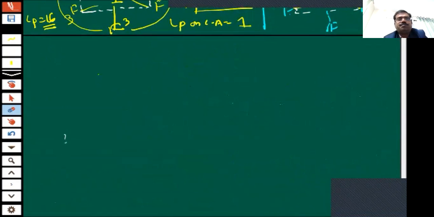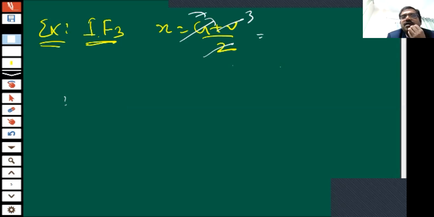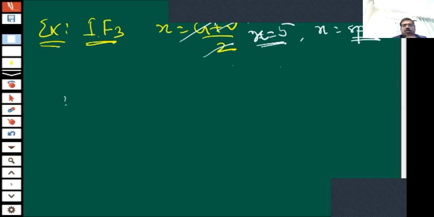Okay, children. So next was example 3, IF3. Come on, do it fast. X is equal to G plus V divided by 2. Here G is 7 and V is 3. So 7 plus 3 is 10, divided by 2 is 5. X is equal to 5. So sp3d is the electronic hybridization.